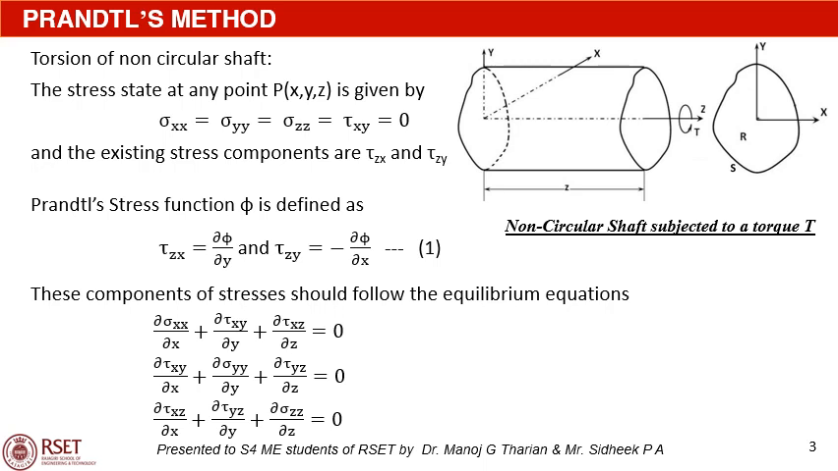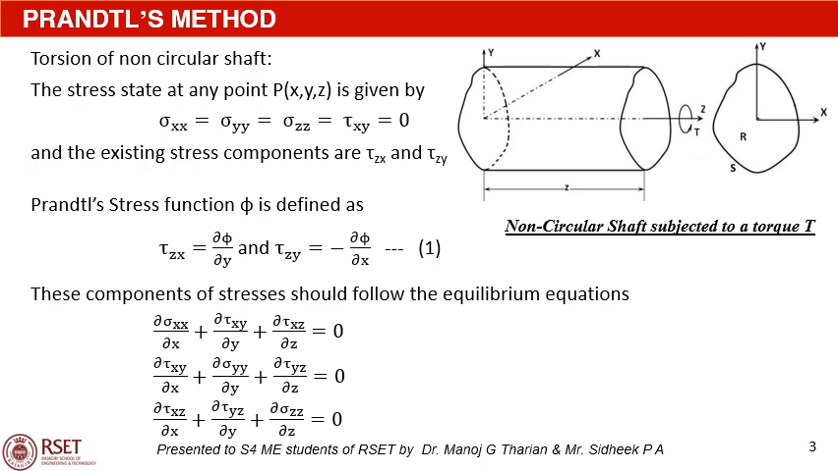The stress state at a point P whose coordinates are x, y, and z is given by sigma xx equal to sigma yy equal to sigma zz equal to tau xy equal to 0. The existing stress components are tau zx and tau zy. The Prandtl stress function phi is defined as tau zx equal to dou phi by dou y and tau zy equal to minus dou phi by dou x.